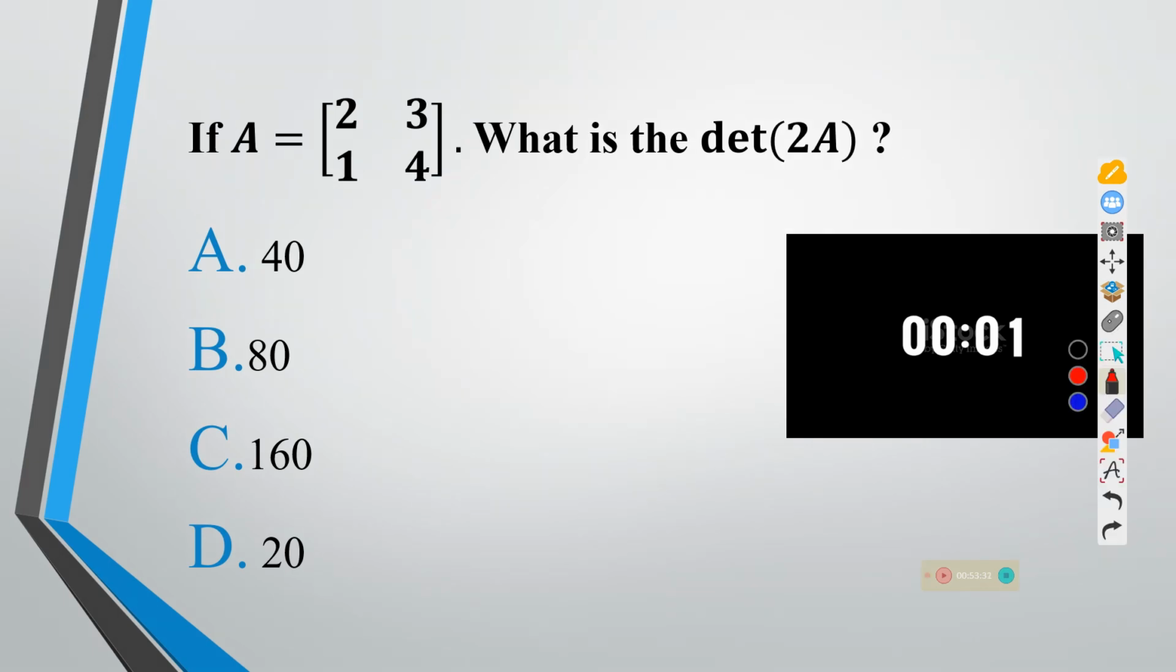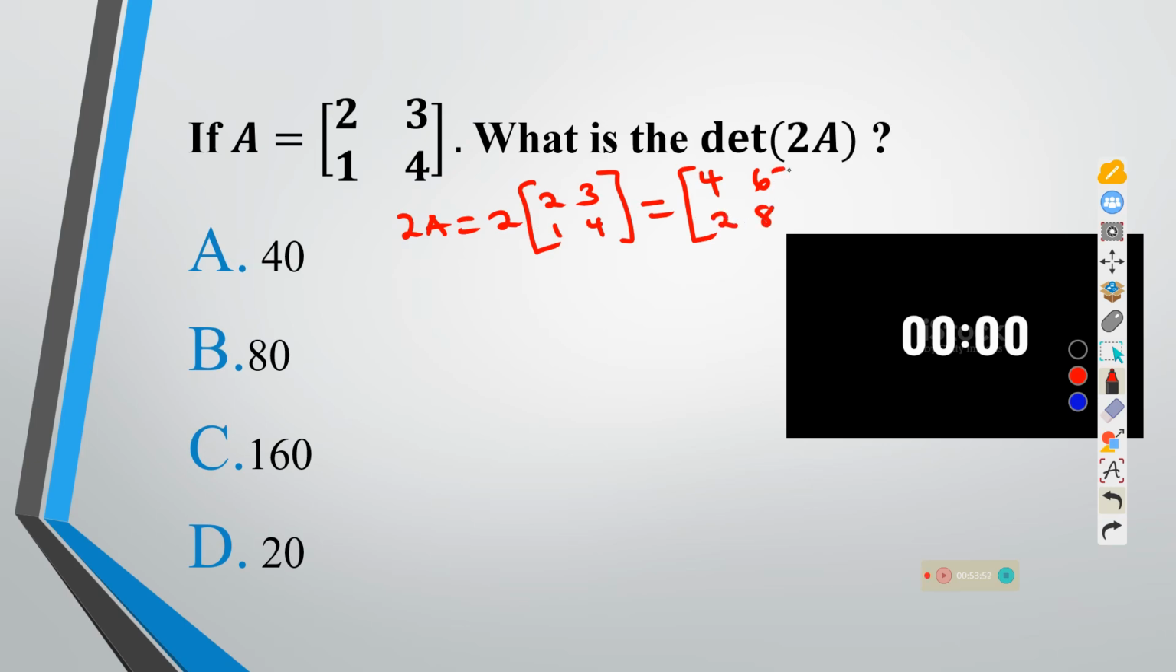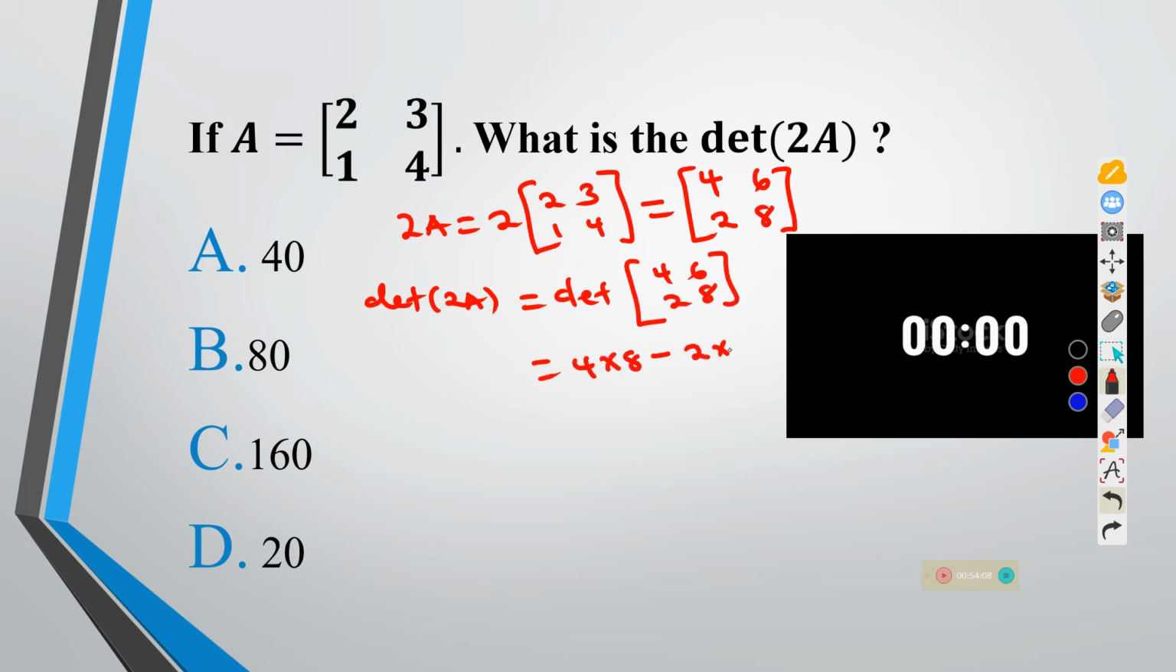So here we need the determinant of 2A, and let us first get 2A. So 2A is 2 into 2, 3, 1, 4, and this is same as having 4, 6, 2, 8, multiplying 2 into each of these. What is the determinant of that 2A? That is the determinant of 4, 6, 2, and 8. So that is 4 times 8 minus 2 times 6. So this will give us 32 minus 12, and this will give us 20. So D will be the correct answer.